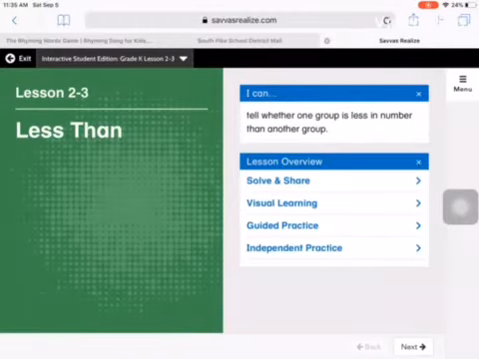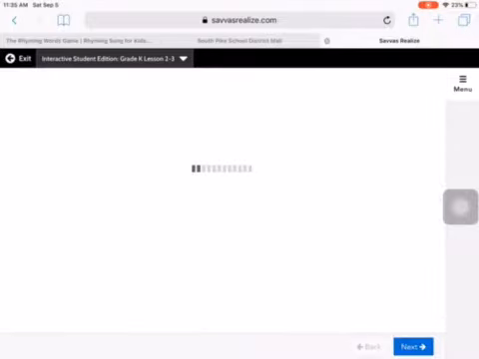All right, boys and girls, today we're going to do lesson 2-3, which is less than. So, if you can remember, we talked about equal to, greater than, and now we're going to be talking about less than. Our I can statement is I can tell whether one group is less in number than the other group. All right, so let's continue.